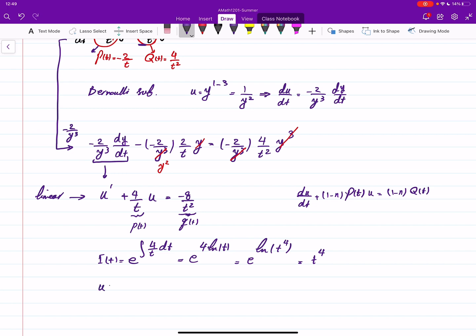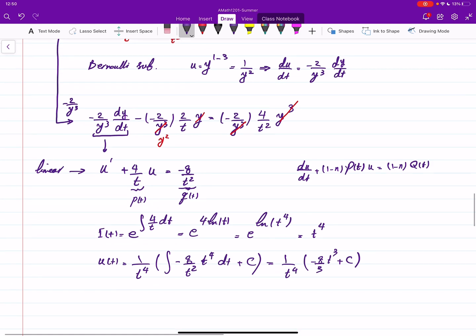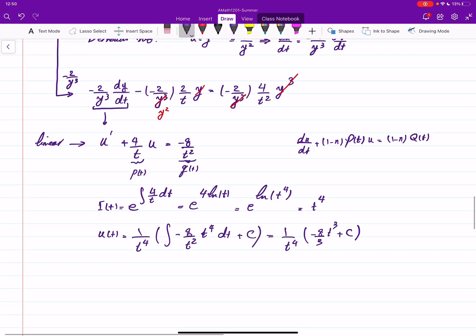Then u(t) is going to be 1 over t to the power 4 integral of q(t), minus 8 times t over t squared, times t to the power 4 dt plus c. And this is 1 over t to the power 4, minus 8 integral of t squared, which is t to the power 3 over 3, plus c. That is the solution for my variable u.